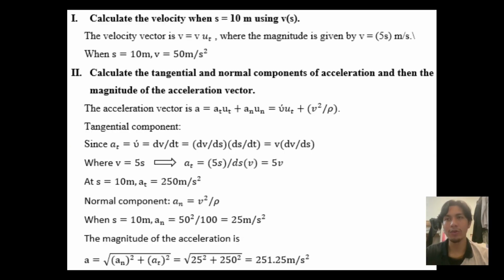To solve the last question for curvilinear motion, first we must draw the FBD, and after that we calculate the velocity when s is 10 meter using v of s. So the velocity vector is v equals to v u_t. The magnitude is given by v equals to 5s meter per second. So s is equal to 10 meter. So put the value of s into the equation of v, and the answer we got is 50 meter per second.